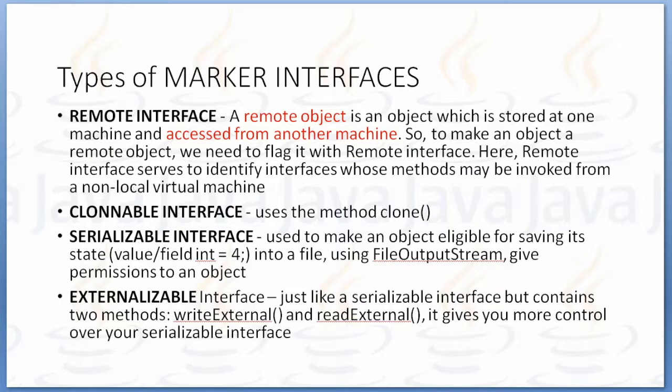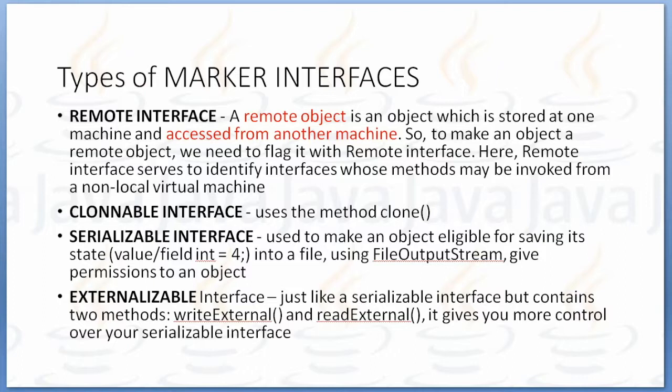Alright, types of marker interfaces. These are the interfaces with no methods or fields. Remote interface. A remote object is an object which is stored at one machine and accessed from another. So to make an object a remote object, we need to flag it with the remote interface. Here, the remote interface serves to identify interfaces whose methods may be invoked from a non-local virtual machine.